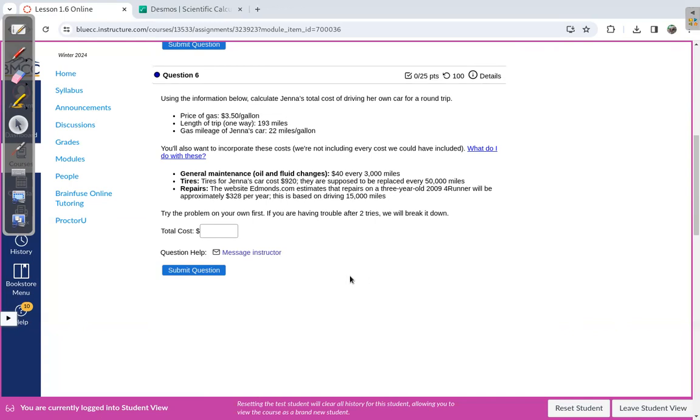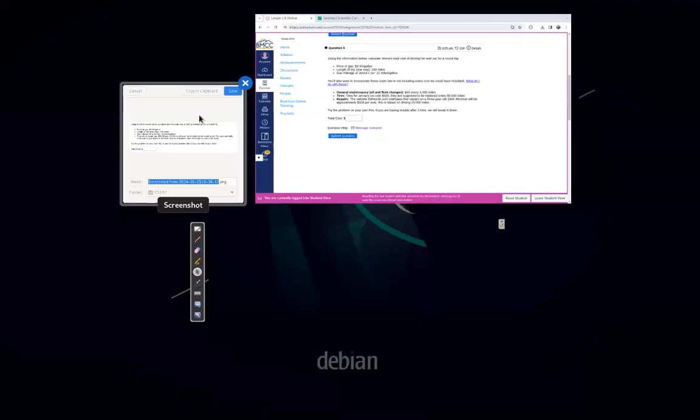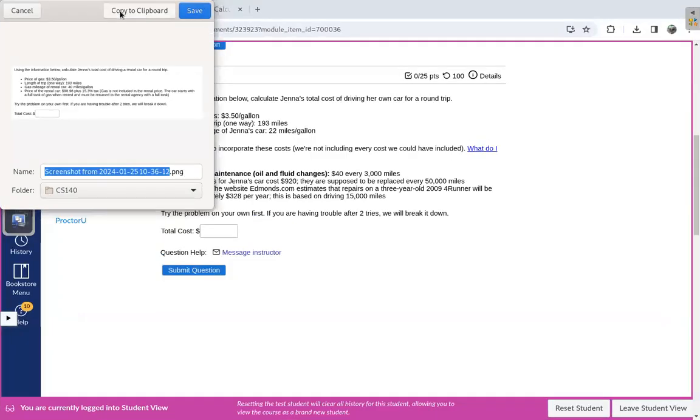All right, so we're going to use all of this to come up with a cost. So we're not just going to do gas. We're going to do maintenance, tires, repairs also. And let's make a copy of that. Otherwise, you should write that on your paper.